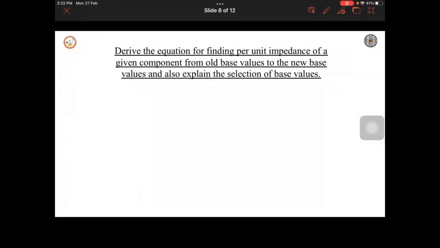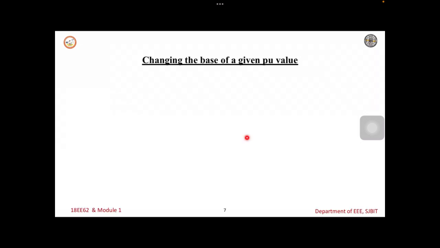Next, we will see the derivation of finding the per unit impedance of a given component from old base values to the new base values. This is the question they have given in the external exam. I told you how to select the base values, and in the previous derivation, I told you how to derive the changing of the base values.